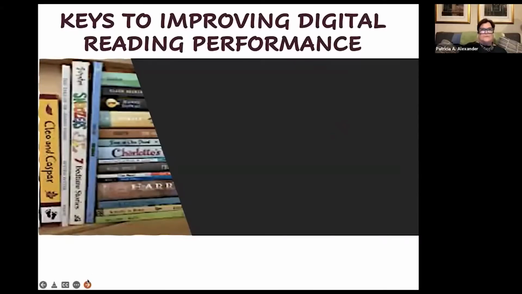Okay, so now let's turn this around, and Lauren and I are going to share this last point. This is the keys to improving digital reading performance, in part, and their guidelines as well that we'll follow. So Lauren, I'll let you just click it through, and we go.